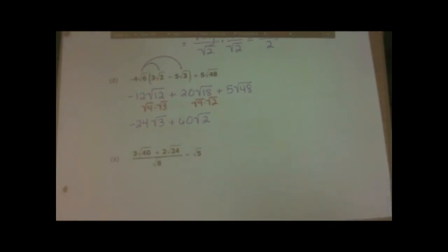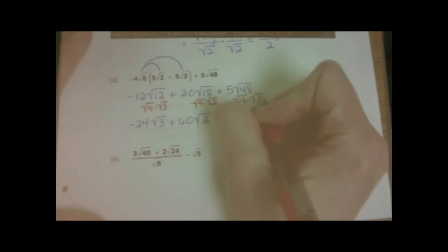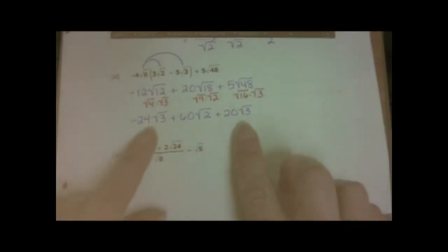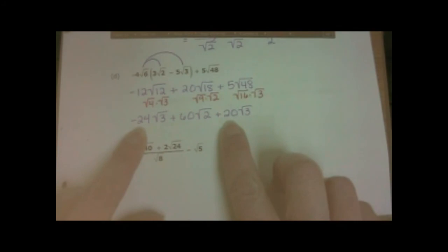Next, I have the square root of 48. The largest square that goes into 48 is 16. 16 times 3. So square root of 16 times the square root of 3. The square root of 16 is 4 times the 5 gives us 20 square roots of 3. Now I just combine the terms that are like, and I have two terms with the square root of 3. Negative 24 plus 20 gives me negative 4. So this is negative 4 square roots of 3 plus 60 square roots of 2.